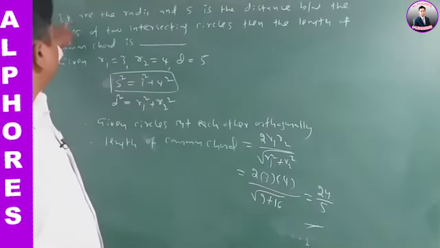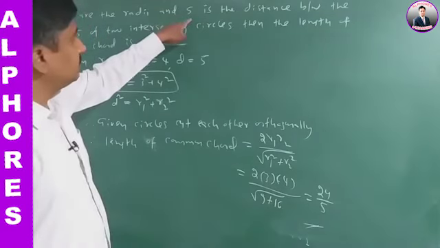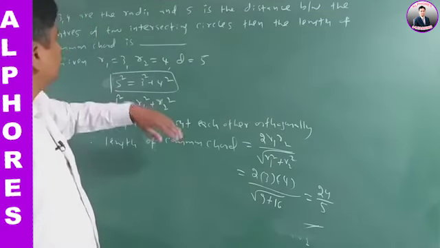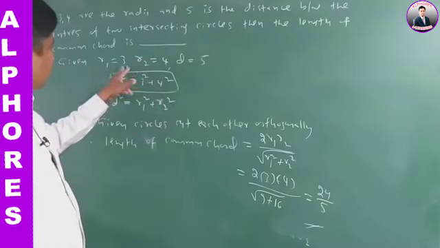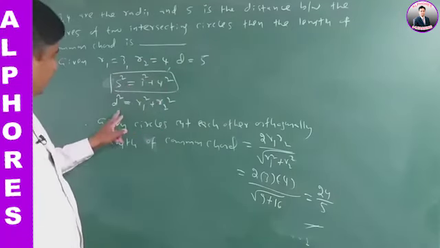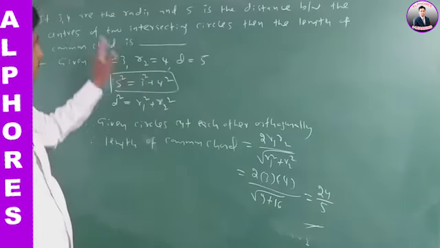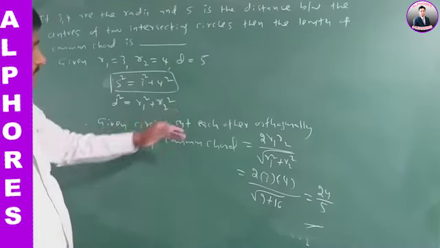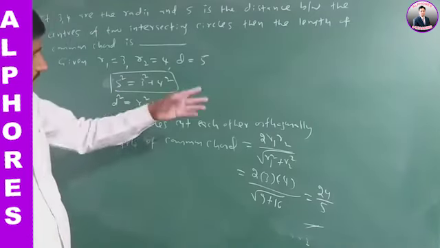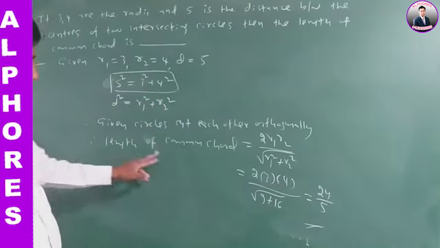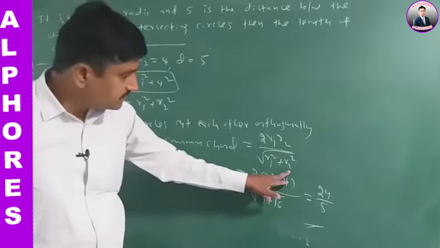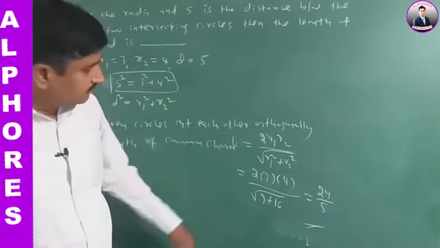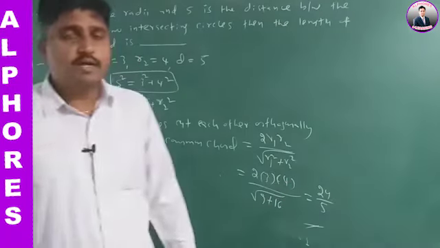Here the radii are 3, 4, and 5 is the distance between the centers of two intersecting circles. Here D square, 5 square, equal to 3 square plus 4 square. It means D square equal to R1 square plus R2 square. Therefore, the two intersecting circles cut each other orthogonally. In this case, the length of the common chord equal to the formula 2R1 R2 by under root of R1 square plus R2 square. We get the length of the common chord equal to 24 by 5.